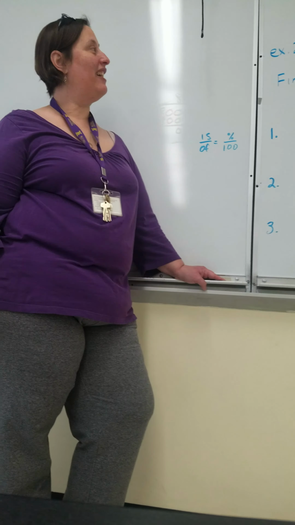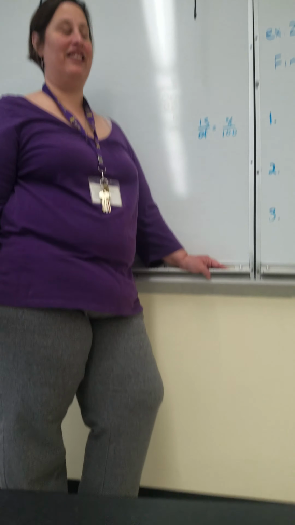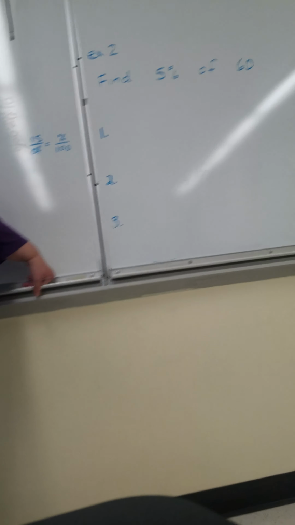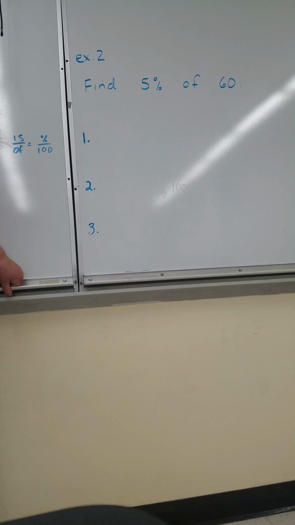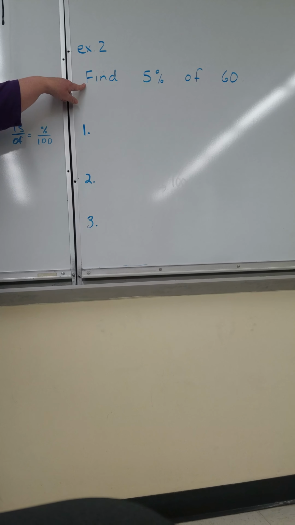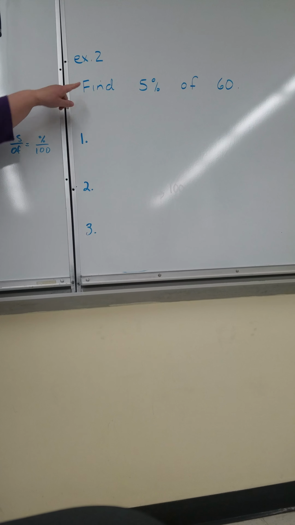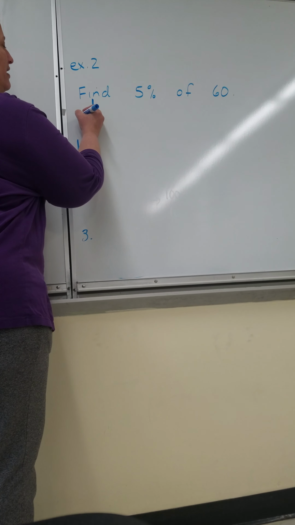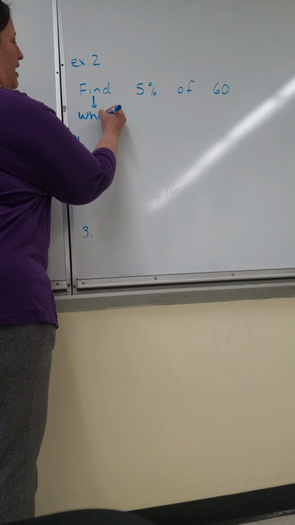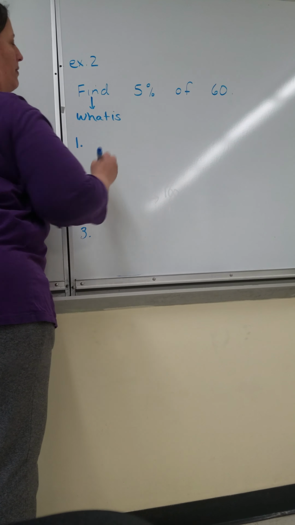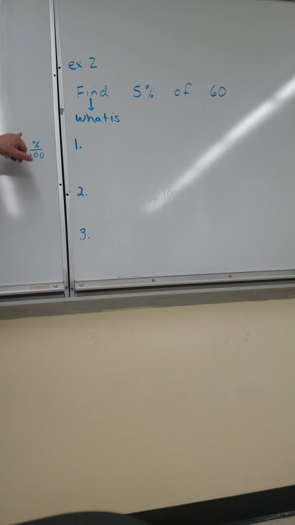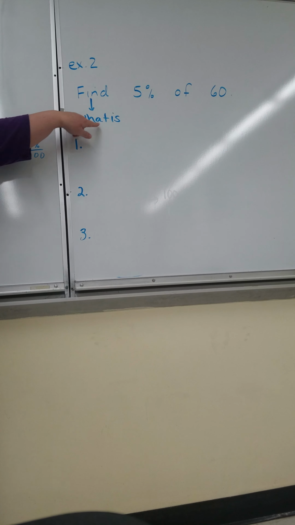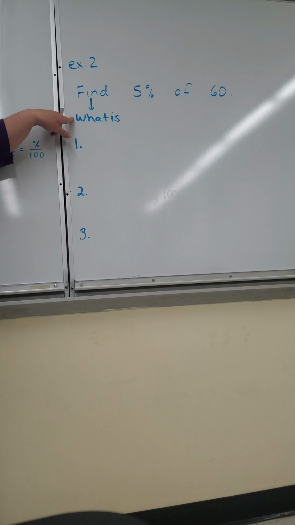All right, welcome back. Here is our second example for our percent equation. So here's our problem. Find 5% of 60. Notice this time that instead of saying what is, I put the word find in. But find is the same thing as what is. So remember I said our first step is to plug everything in according to our formula. If you see the word find instead of what is, you can always substitute what is.